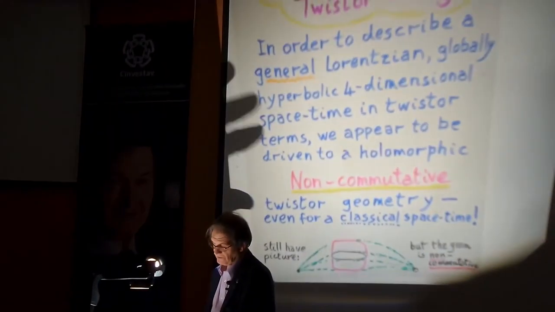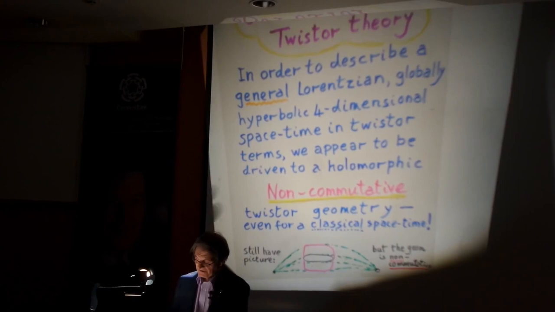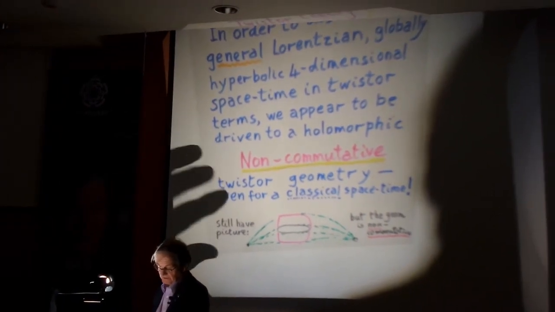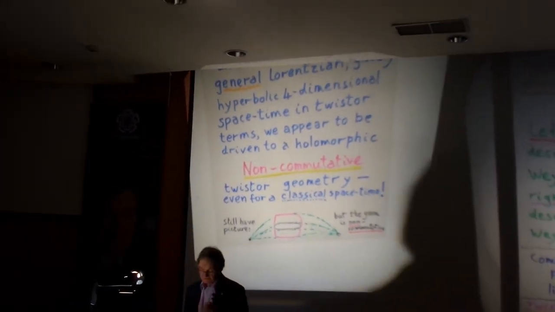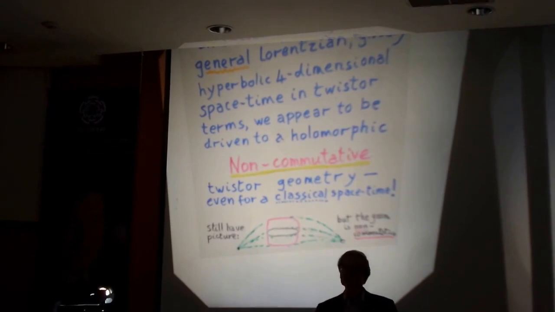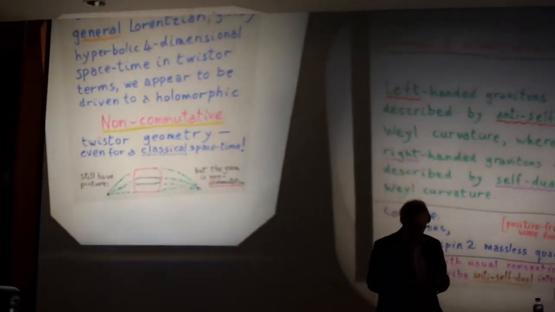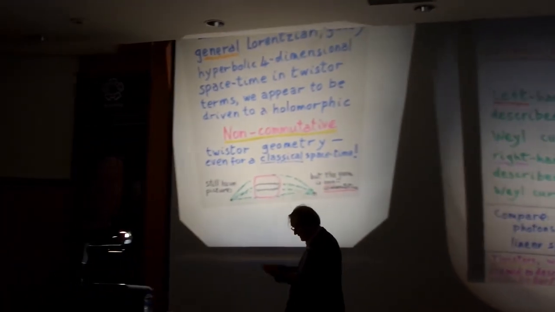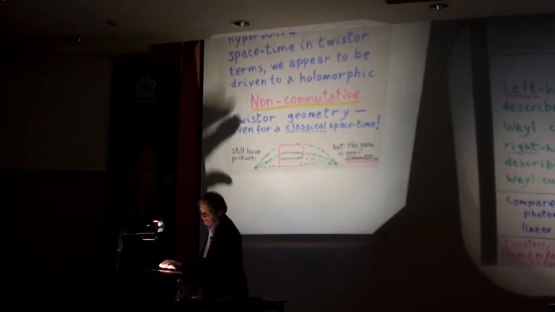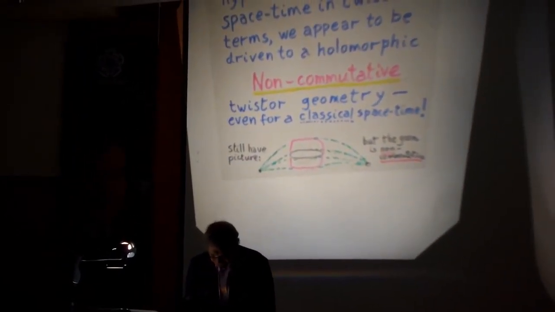In order to describe general Lorentzian, globally hyperbolic space-times, in twistor terms, we appear to be driven to non-commutative twistor geometry, even for classical space-time. This is a very quantum idea, and the idea would be to try and drive the thing in the direction of quantum gravity or something. But the things I'm going to say today, except just at the end of my time, will be entirely classical space-time geometry, but doing it in a quantum way. So it's kind of a quantum approach to classical space-time geometry.